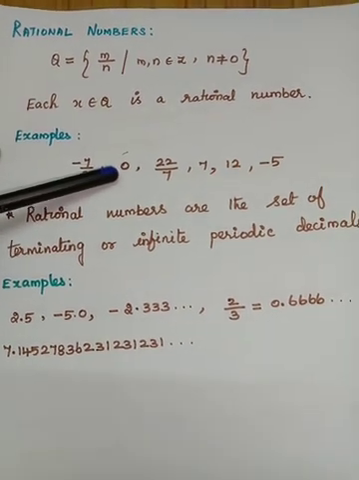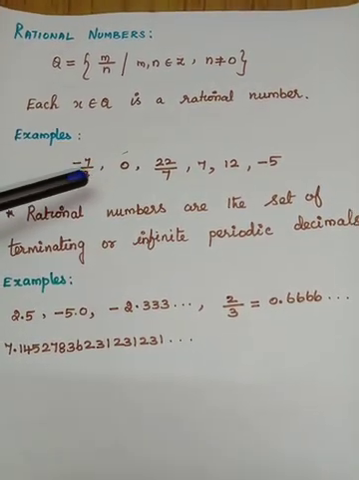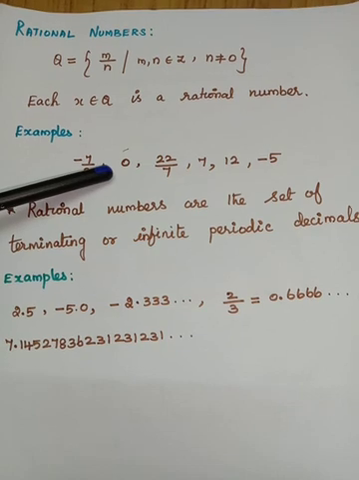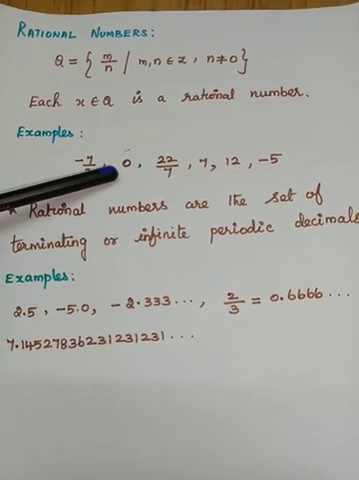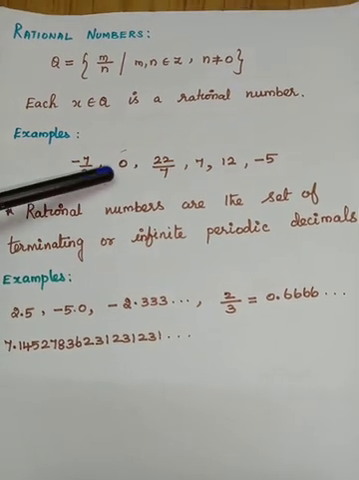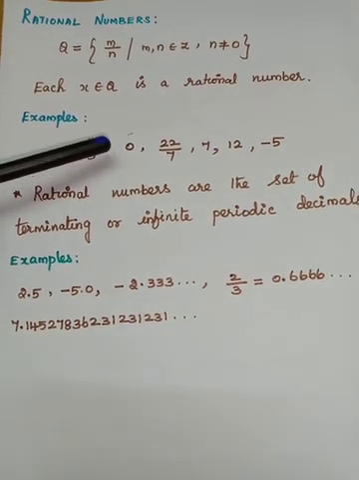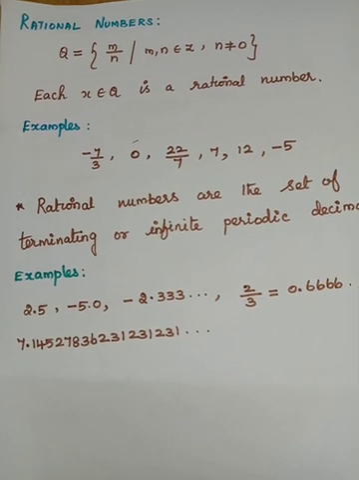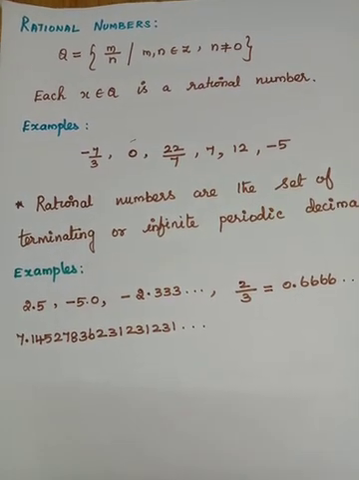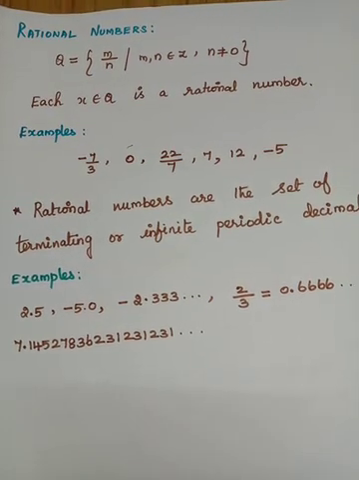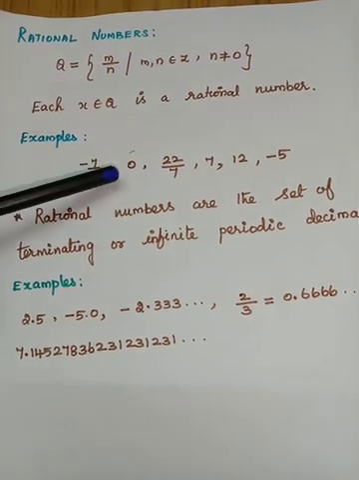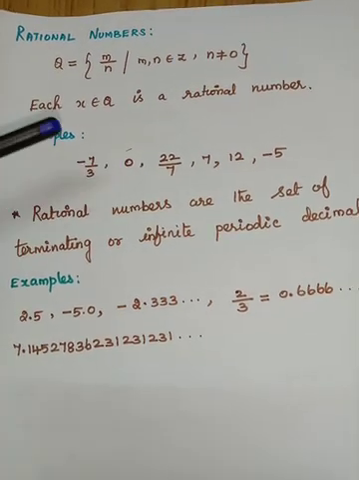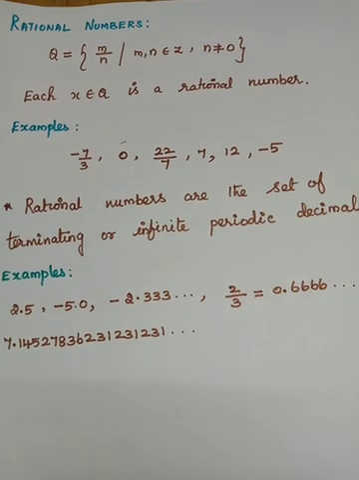And 0. When you say 0, you can say it is a whole number, and you can say it belongs to integers. Also we can say 0 is a rational number, since 0 can be written as 0 by 1, 0 by 2, 0 by 3. So it is in the form of m by n. So we can very well write 0 is also a rational number.